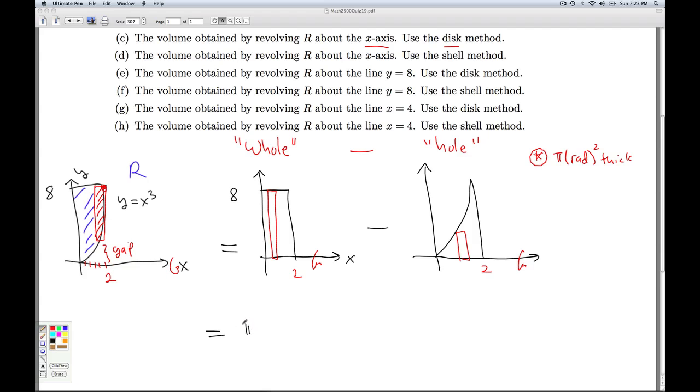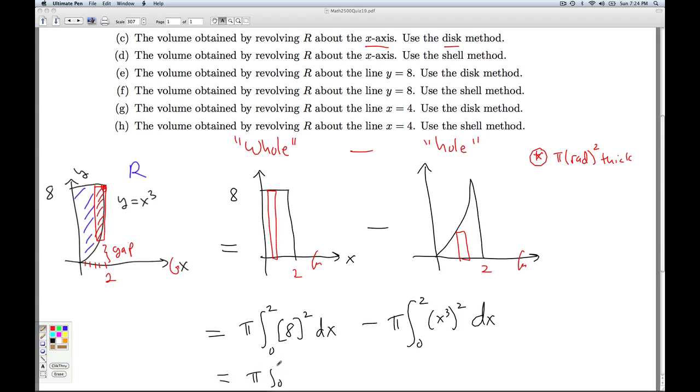So we're going to get pi times the integral from 0 to 2. The height, or excuse me, the radius from the axis of revolution out to this line is exactly 8. So it's 8 squared times the thickness, dx, minus pi times the integral from 0 to 2. The radius from the axis of revolution out to this curve. This is y equals x cubed. So we square that times the thickness dx.